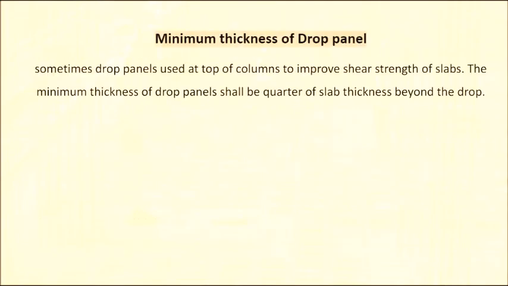Minimum thickness of drop panel. Sometimes drop panels are used at the top of columns to improve shear strength of slabs. The minimum thickness of drop panels shall be 1/4 of slab thickness beyond the drop.